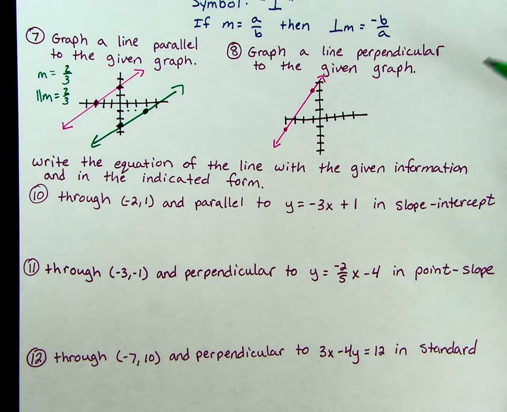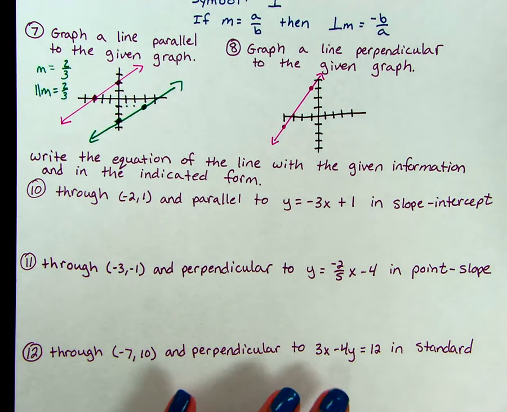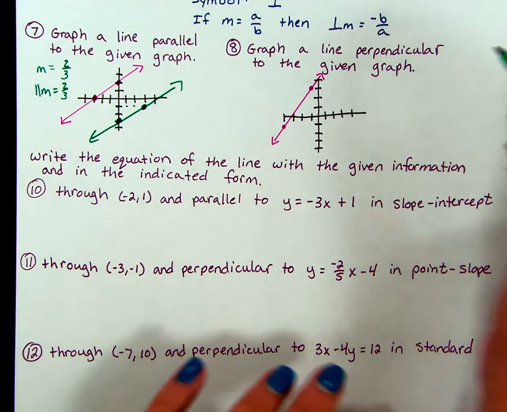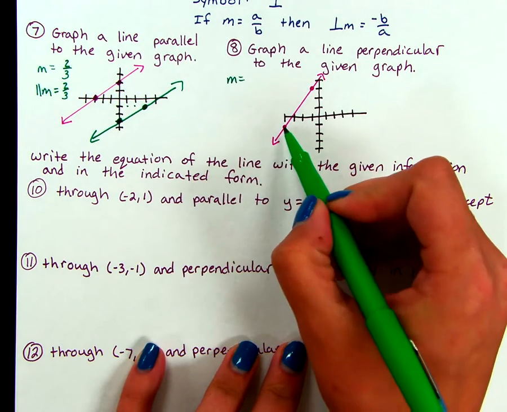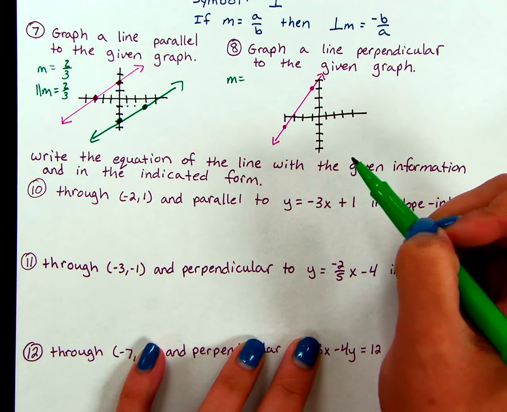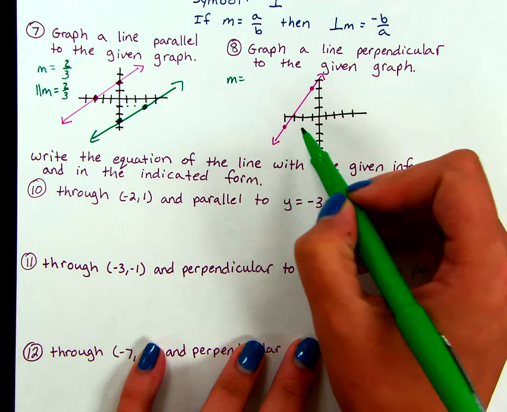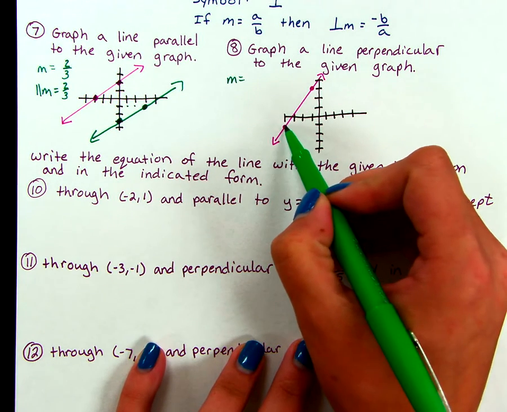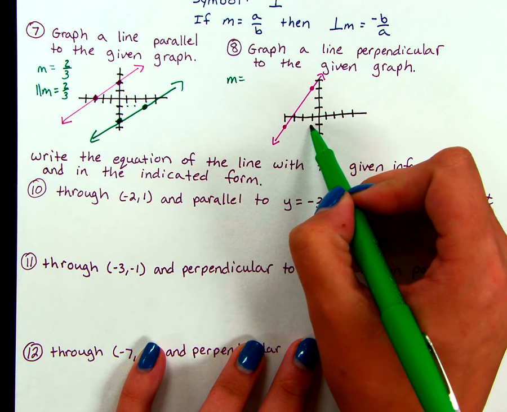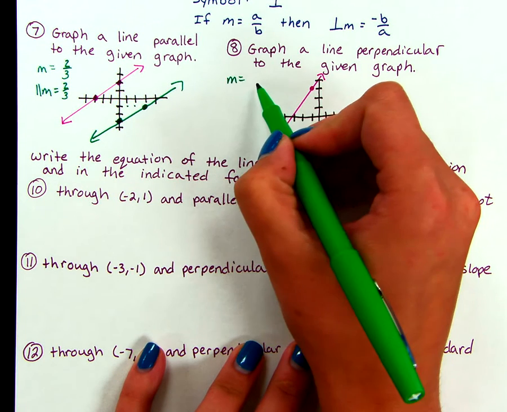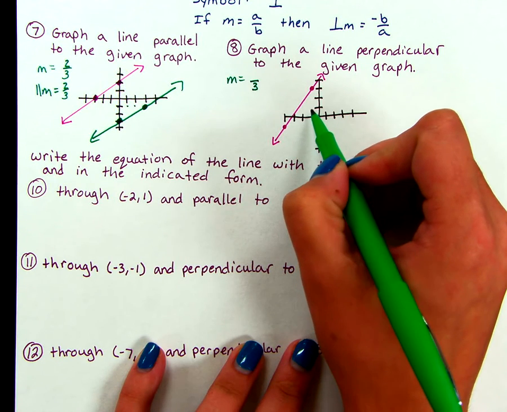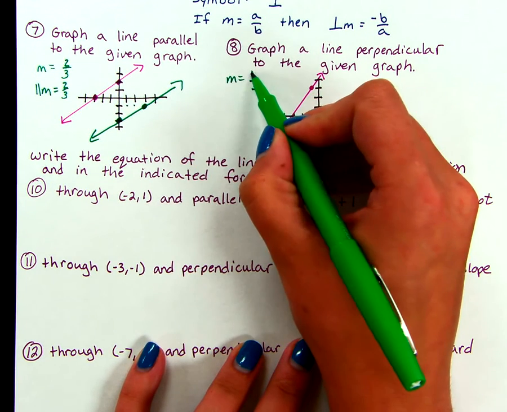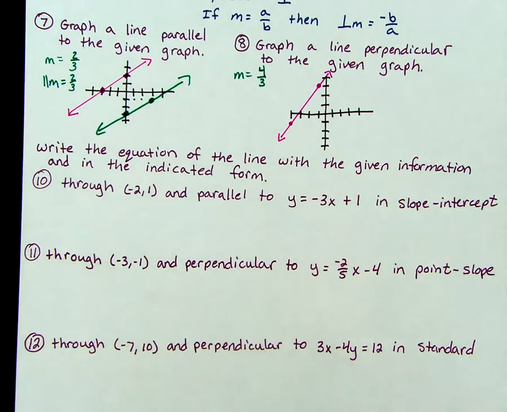All right, our next one says graph a line perpendicular to the given graph. So again, before we do anything, we have to know our slope. So again, if we want, we can just count since it's pretty small, or we can find the points and use our slope formula. I'm going to choose to count. So we're going 1, 2, 3 to the right. So that goes on the bottom of our fraction. And then up 1, 2, 3, 4. So positive 4/3 is our slope.